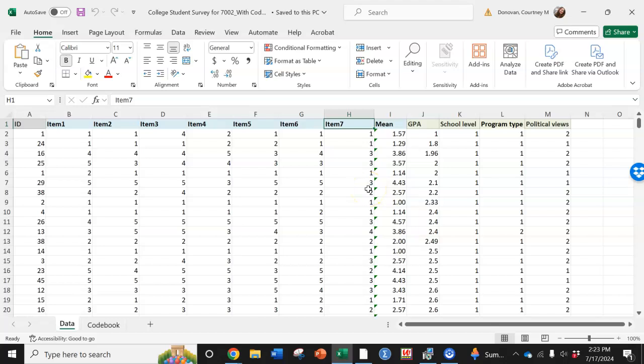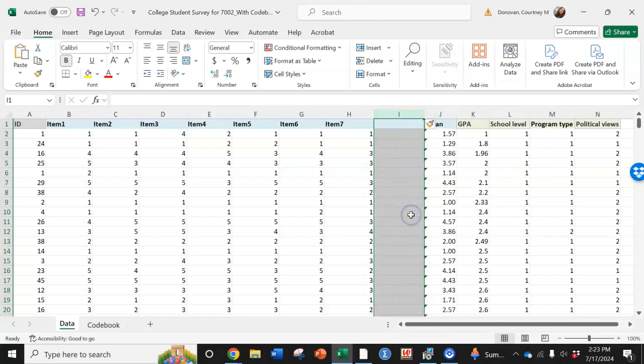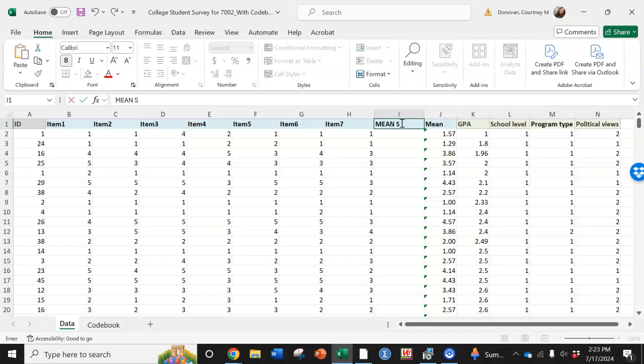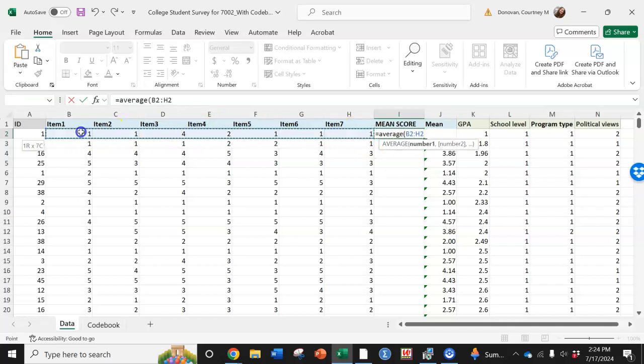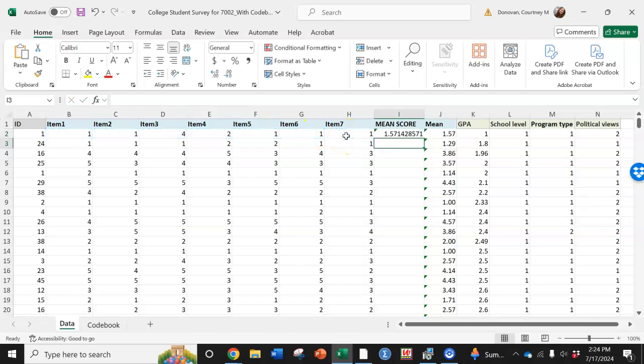To do that is you have to go back to Excel. So I'm in my Excel document. I am going to insert a column. I'm going to name it mean score or something. And the easiest way to do it is equals average, open parenthesis, and then I'm just going to scroll across my items 1 through 7 on a single row, hit enter, and this is my mean score.